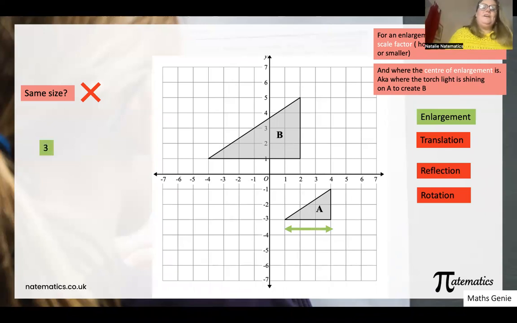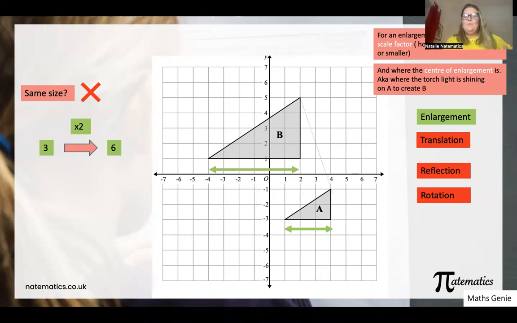And what we do is we literally say, well, for our measurement, first of all, we're going to measure one of the sides and its corresponding one. So here, originally it was 3. Here it's 6. So we can say it's gone from 3 to 6. So therefore it's doubled. So it's been enlarged with a scale factor of 2. Now we need to know where that light is.